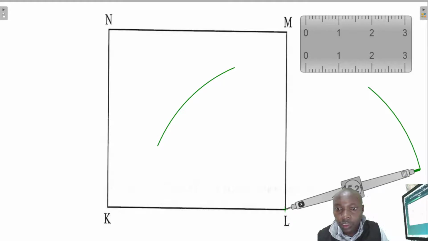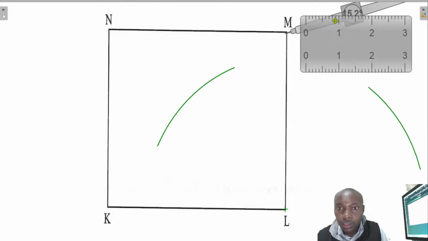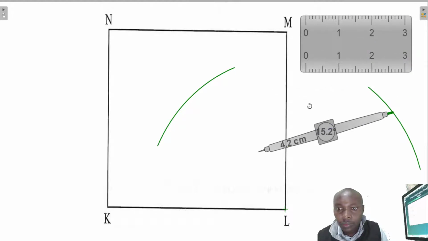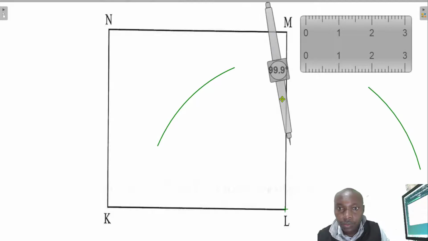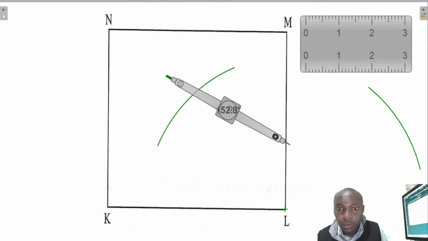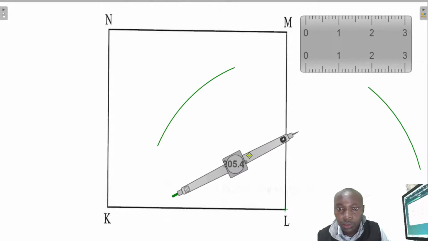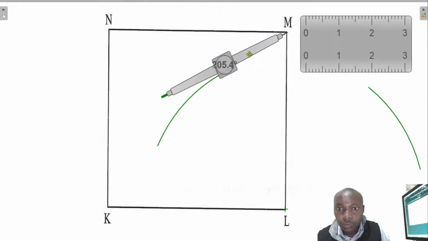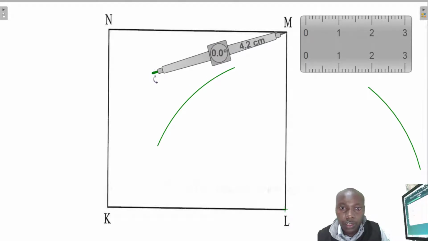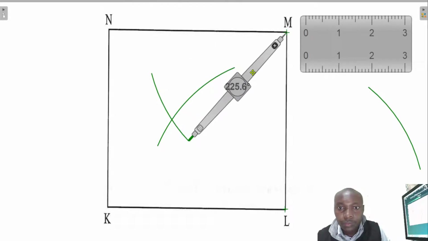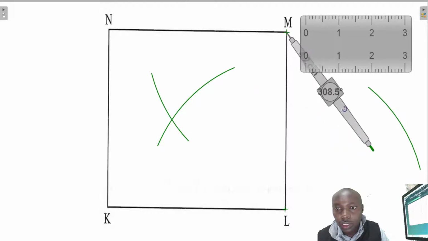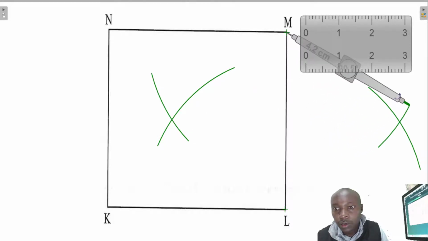Then you transfer the same radius. You stand there at M. So with the same radius, without changing it, cut that arc. Then you proceed and cut the other arc.